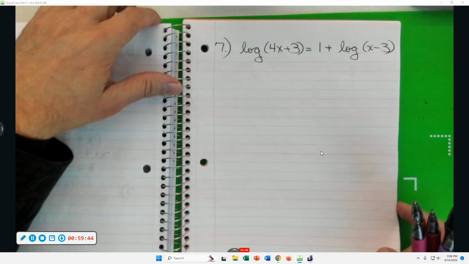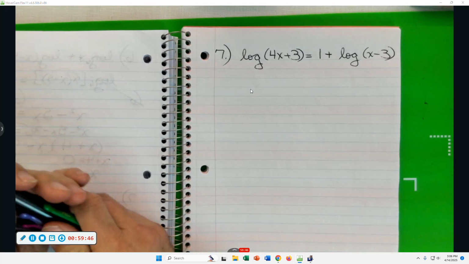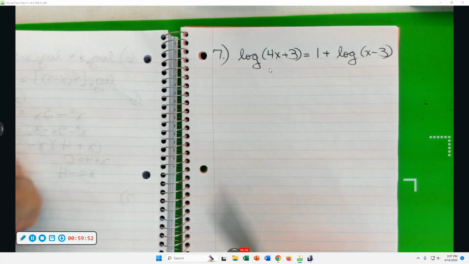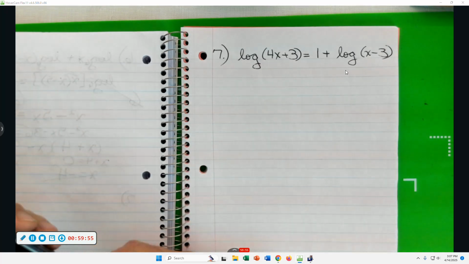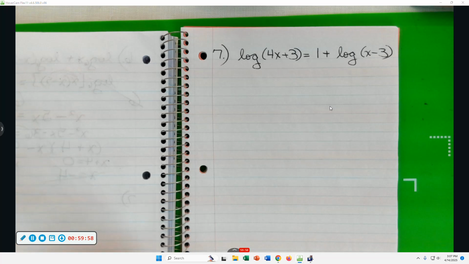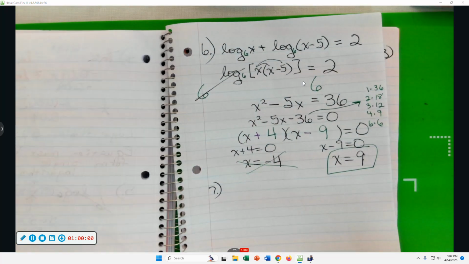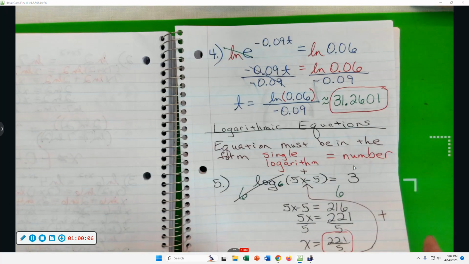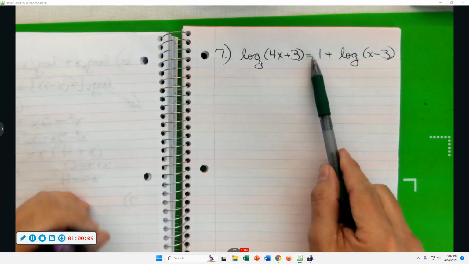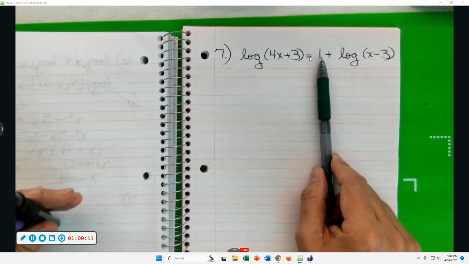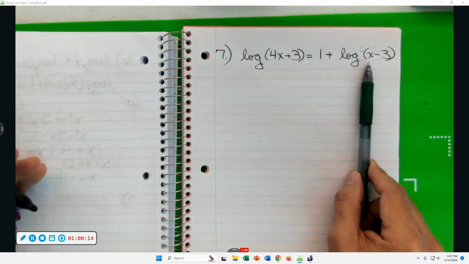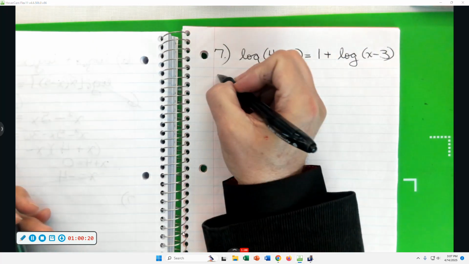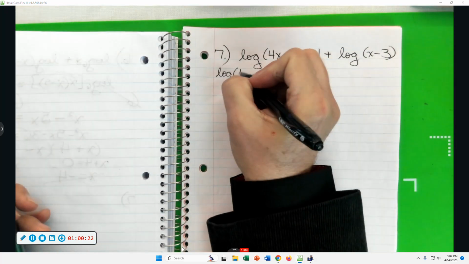Okay? There's another problem with this. Is this equation in the desirable form? Can I put a 10 and a 10 and cancel out the logs? Is it in the form single logarithm equals number? It needs to be in the form single logarithm equals a number. I can get the equals a number pretty easily. I can get it equals 1 by itself on the right side by picking up this second logarithm and moving it over to the left. So we'll have a log of 4x plus 3.